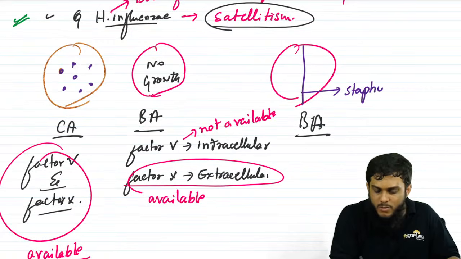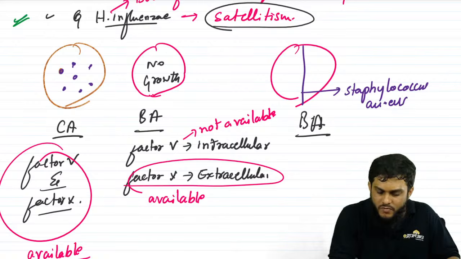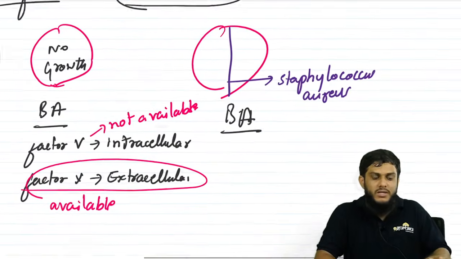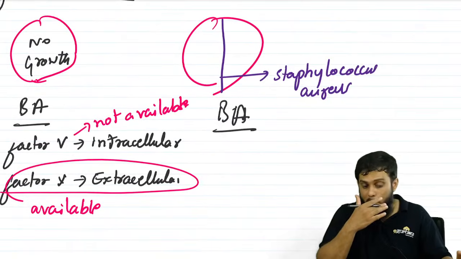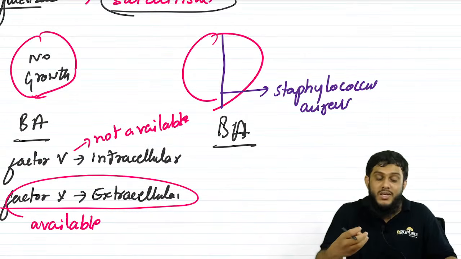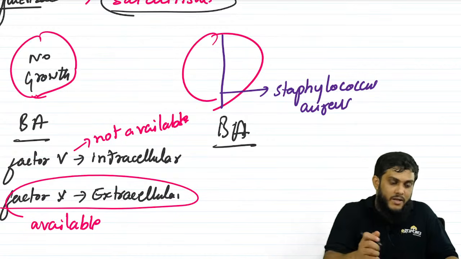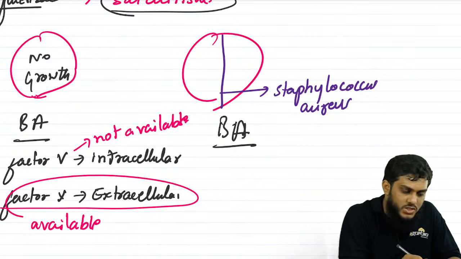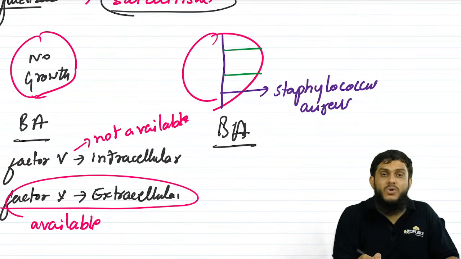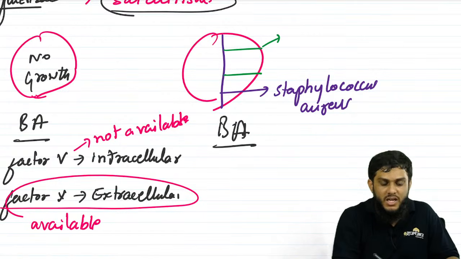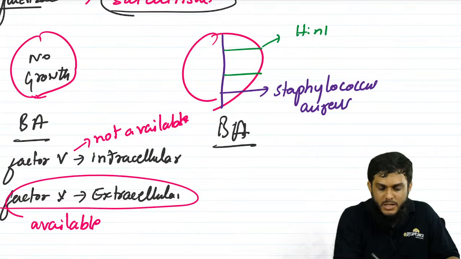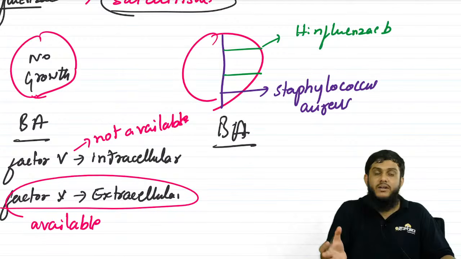Staphylococcus, that is one more bacteria, Gram positive cocci, Staphylococcus aureus. We streak Staphylococcus aureus in a straight line on blood agar. When we streak it, the Staphylococcus aureus will grow. Then perpendicular to the Staphylococcus aureus, we streak Haemophilus influenzae, and then we incubate the plate. So next day what will happen?